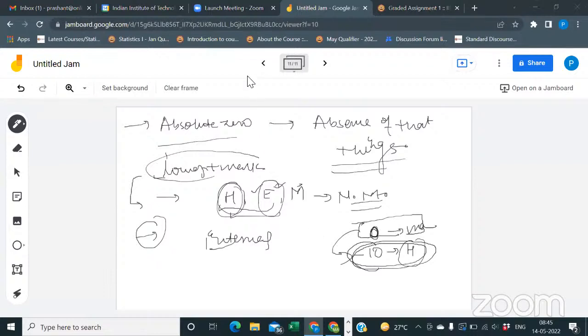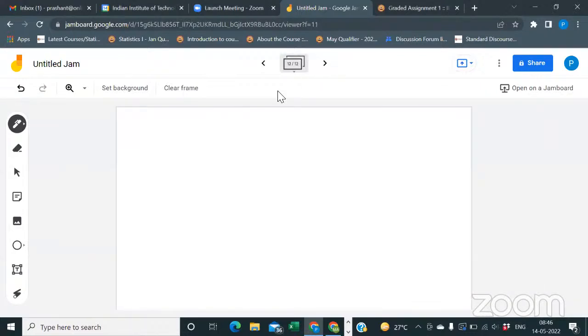Okay, let's move on one by one. Sir, I want to ask one question. Yes, please. Is price continuous or discrete? This continuous and discrete thing is a little bit confusing for me. Height is continuous, I got it. Marks is discrete, I got it. I didn't get what price is.